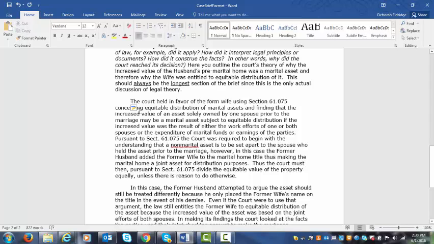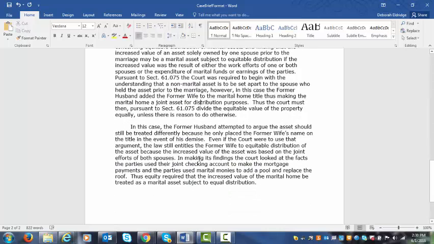You want to use proper paragraph format and make sure that when you have a new thought, you also have a new paragraph.